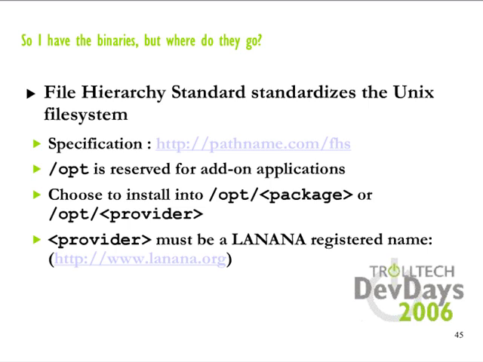So when we distribute things, we install into /opt/joltec.com/something. And the provider must be an LANANA registered name, at www.lanana.org. Basically, you just send one guy a mail, and he will add you to that list, and then this name will belong to you. So whenever you install to your directory under /opt, you can be sure that there won't be any clashes, that no one else will overwrite your binary.